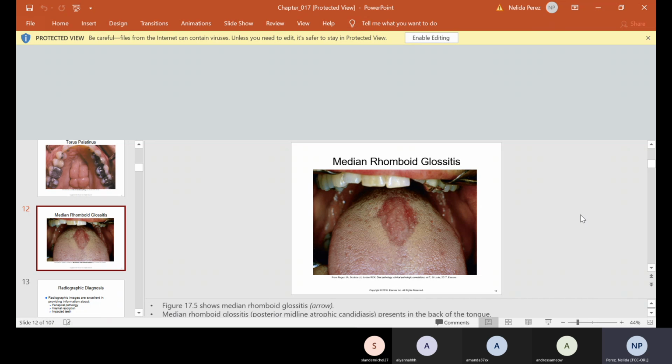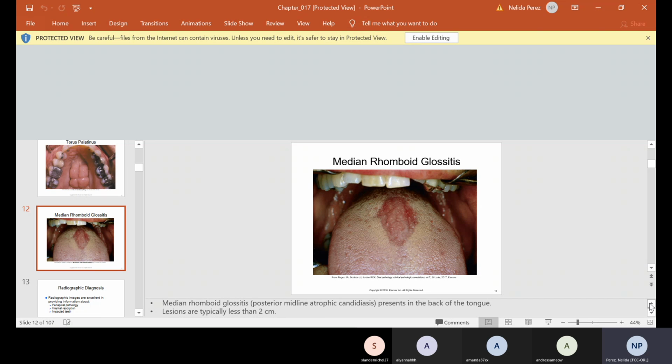And this is in the posterior midline. This is what's called atrophic candiditis. Candiditis is another name for thrush. It presents in the back of the tongue. Lesions are typically less than 2 millimeters. Most but not all demonstrate a smooth, flat surface.